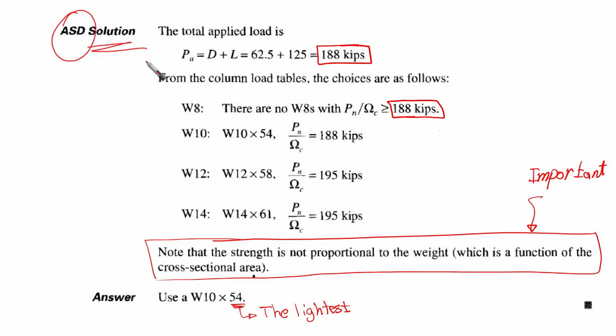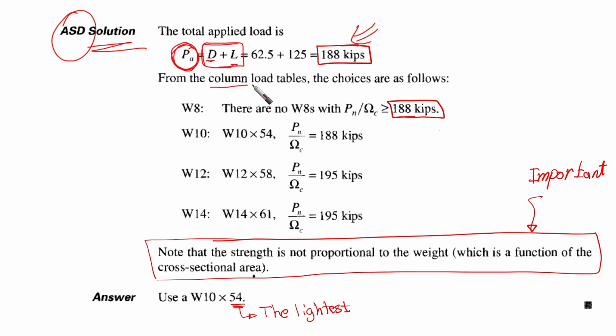Okay, we're going to repeat it, and I'm going to go through it rapidly, and I'm going to show again the tables. We have it already. So for the actual or applied load, it is dead load plus live load. This is the critical load combination for ASD. And after that, we have 188. This is the applied load. We need our available strengths to be higher than this.